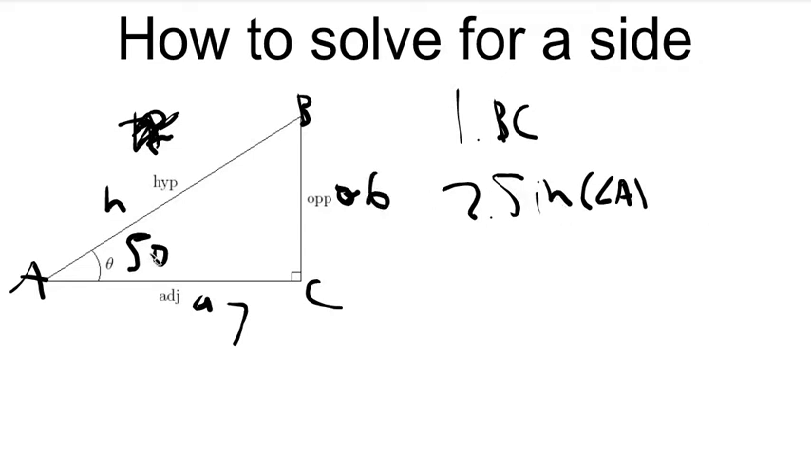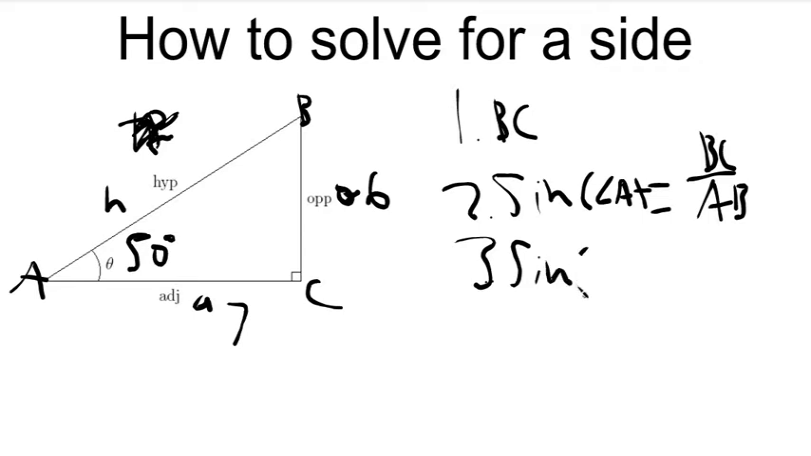Right? So if we know that the A angle, or the 50-degree angle, would be equal to which one? BC over AB. Since we know that the opposite side is BC and the hypotenuse is AB. Third step, let's plug in the value. Sine of 50 degrees would then be equal to the ratio of the sides, which would be 6 divided by H.